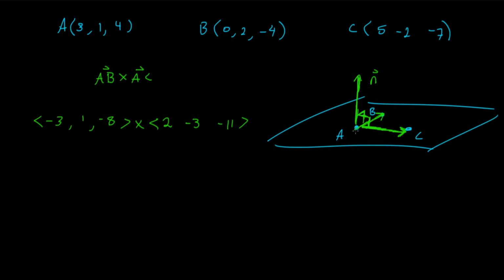Actually, I should be careful. It's actually going to give us, let me rewind. Think about why this is true. This is a good moment. Think about why AB cross AC is actually going to give you this vector down here.